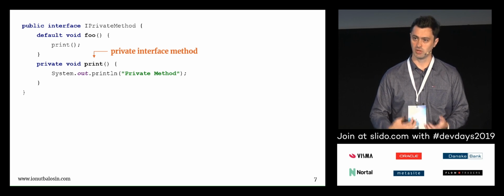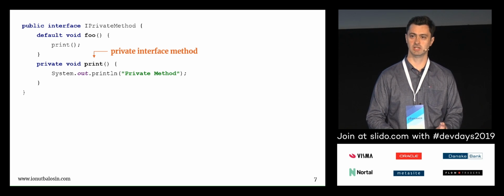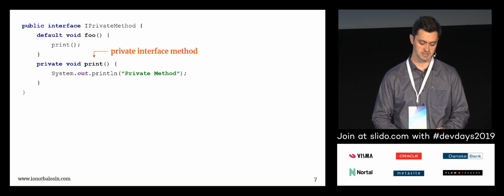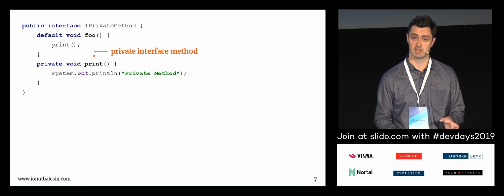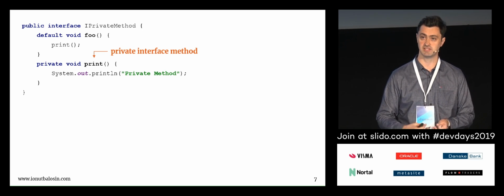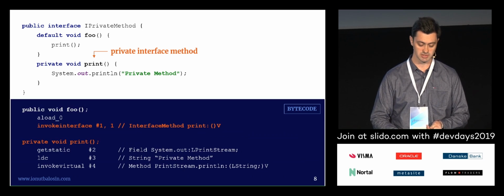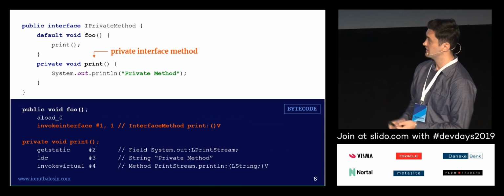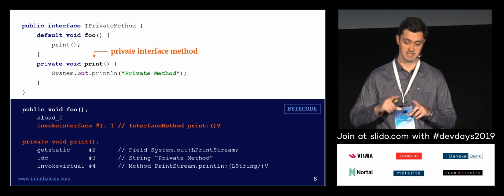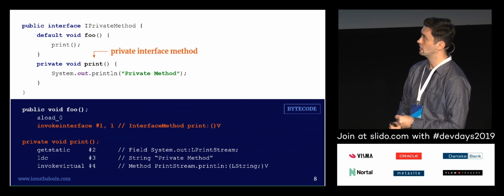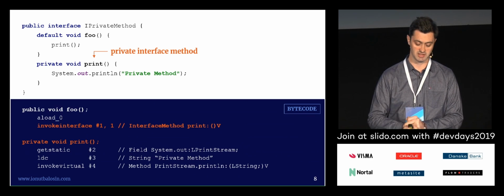And how it works under the hood, how the Oracle engineers ended up with this, because before this we didn't have support for private interface methods. At the bottom it's the bytecode, and at the top it's the code that is written by the developer.